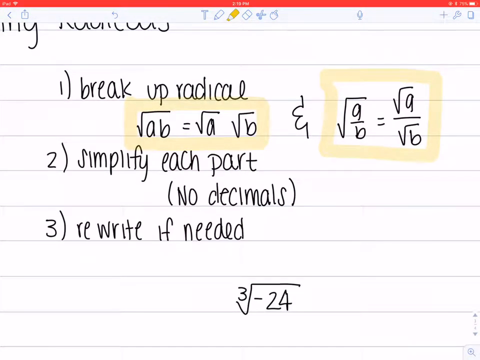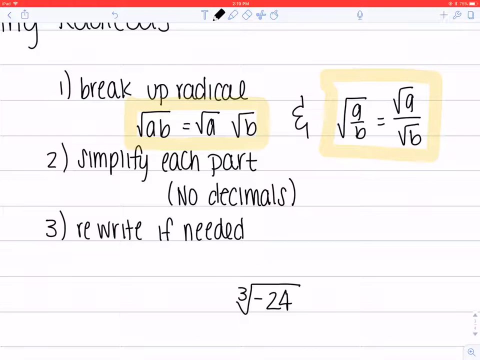So your steps, and these are for simplifying radicals that have multiple things inside the radical, so things like 36x squared. You're going to break it up using either of those properties or both.